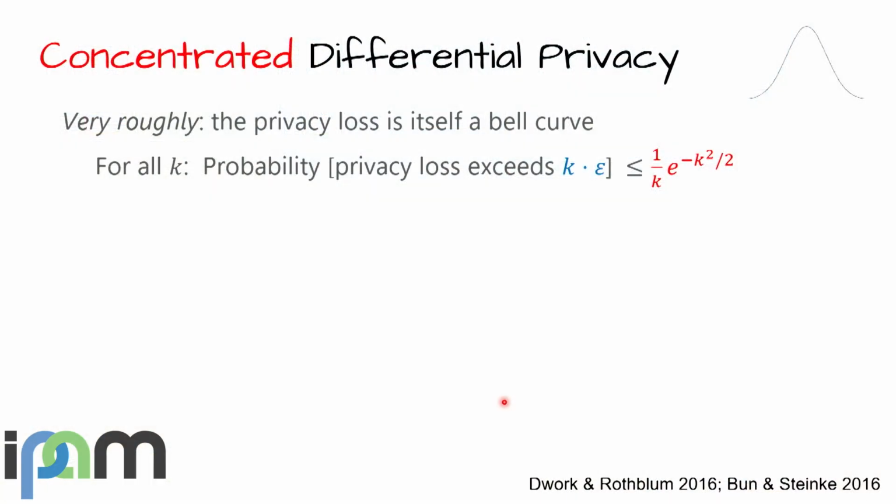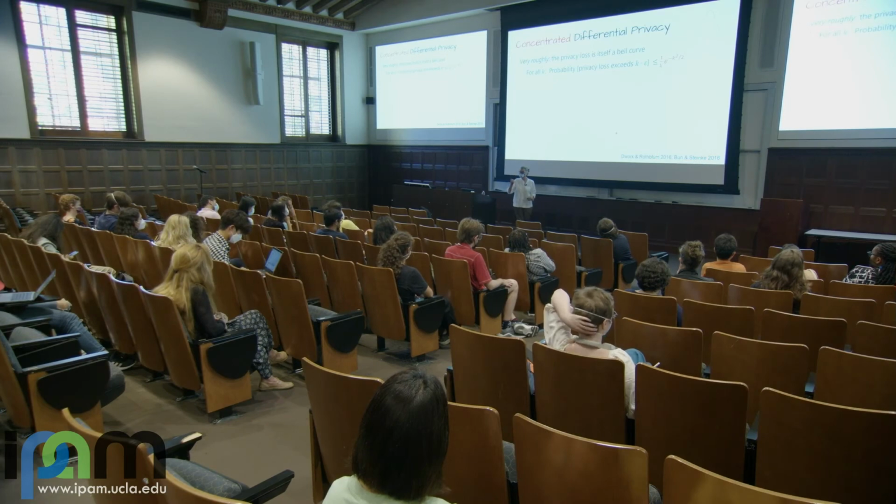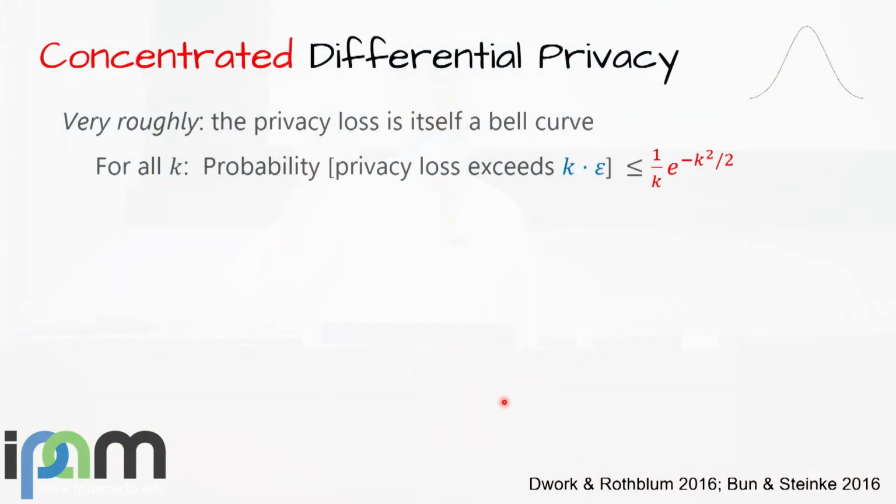And if you look at something that can give you positive versus negative loss, and you run it many, many, many times, there will be some rights, and you're going to stay near the expectation and not wander very far. And you can make that your definition of what you mean to be differentially private. So it's a relaxed notion. Very, very roughly, in this thing called concentrated differential privacy, the privacy loss is itself like a bell curve.